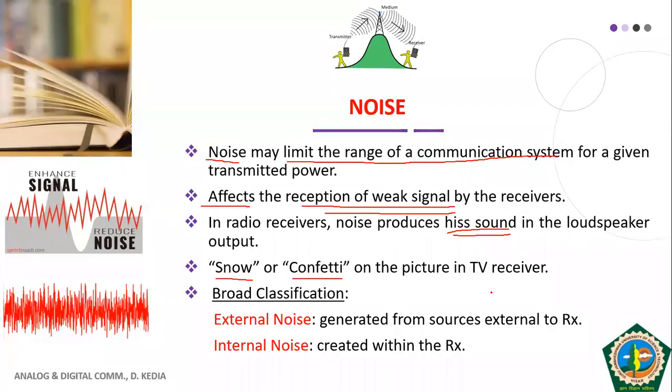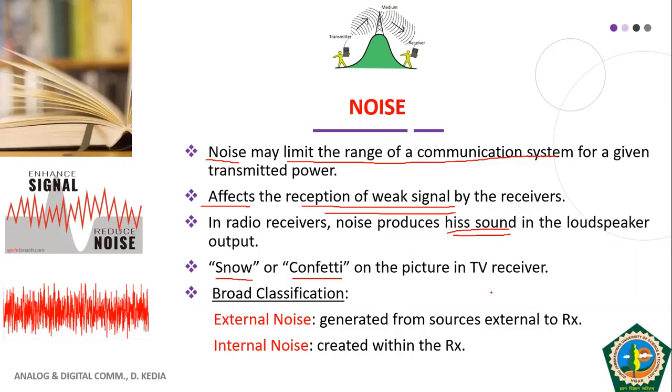Fine. Next, we can broadly classify noise into two categories: one is external noise and another is internal noise. There are many other classifications also. Once you read all those classifications, you will be able to understand them. But broadly, we focus on two types of noise: external noise and internal noise.